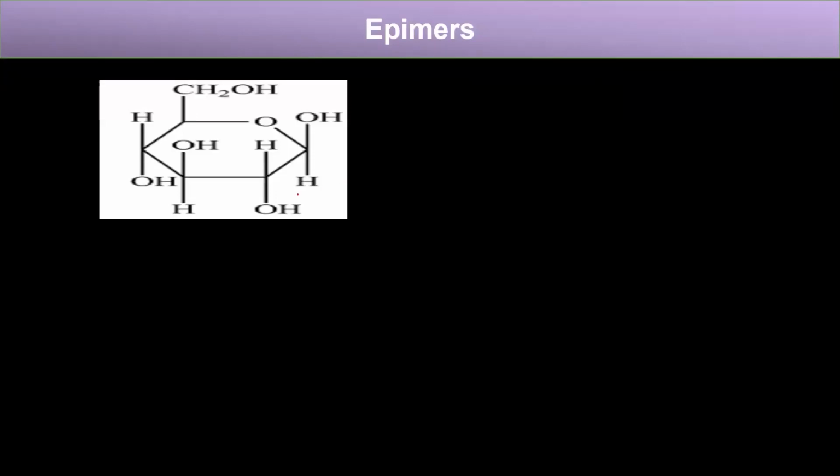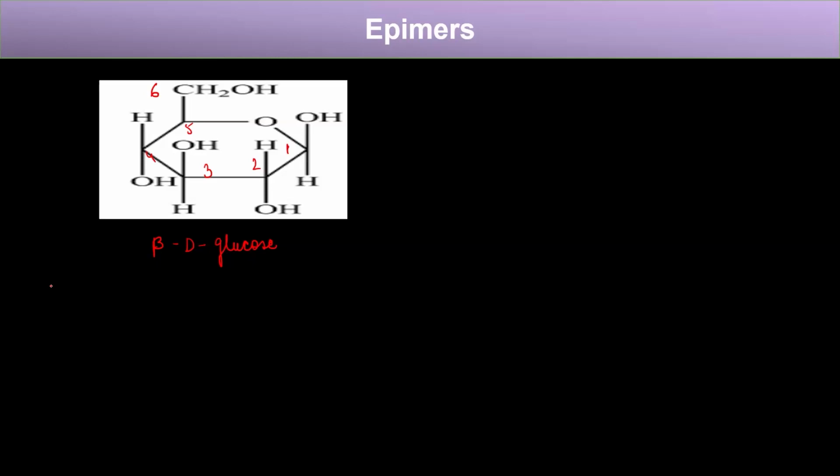Okay? Again, what are epimers? We'll see with an example. So, the structure that you are seeing here, it is a six-carbon ring, right? It has carbons 1, 2, 3, 4, 5, and 6. And it has the OH on the top, or the orientation above the plane. So this structure will be called beta D glucose, right? This is called beta D glucose.